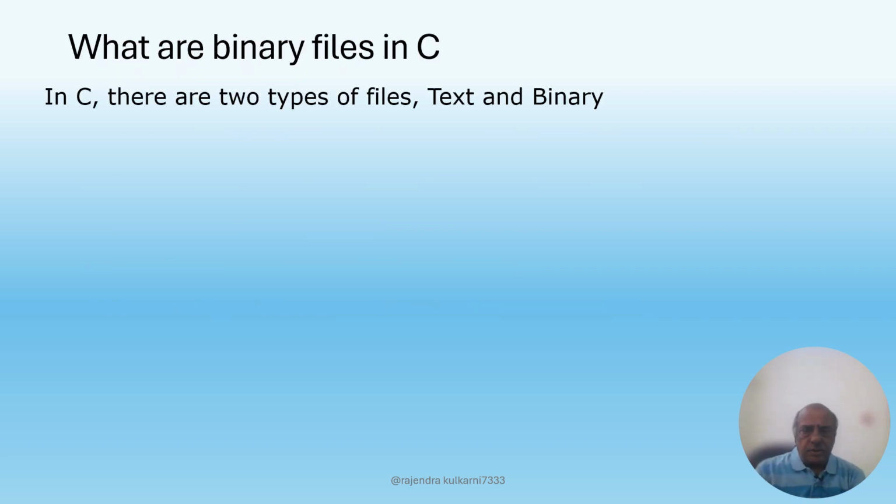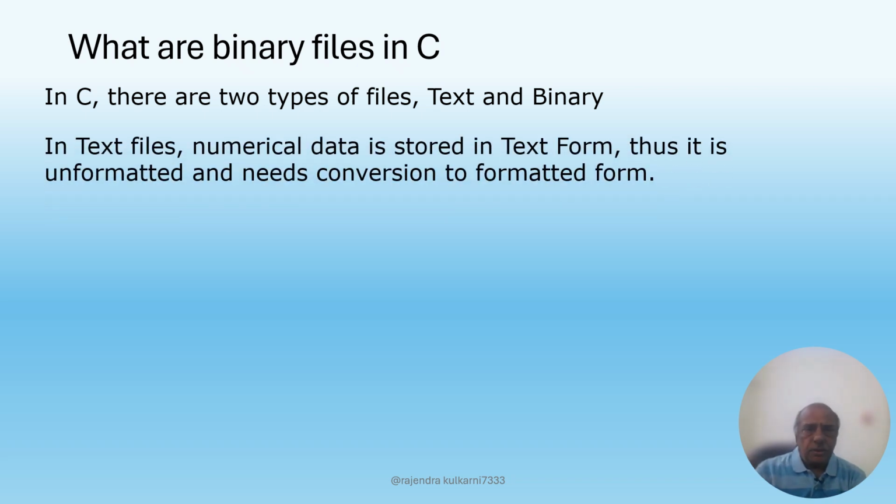Just a small introduction about the binary files. We know there are two types of files in C, text and binary. In text files, numerical data is stored in text format. So when this data is fetched by read function, that data is in text mode and unformatted. So when we want to use that numerical data, we need to convert it to the formatted form.